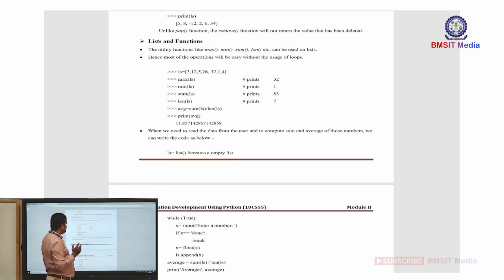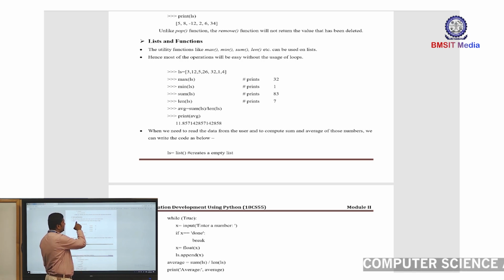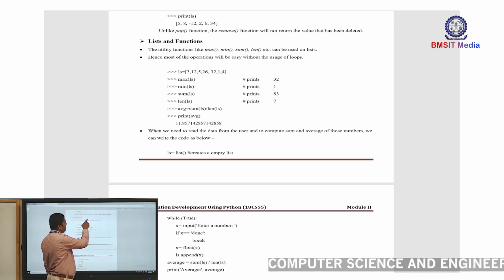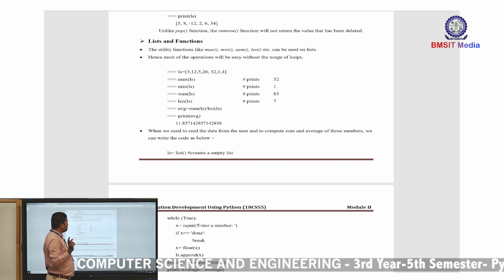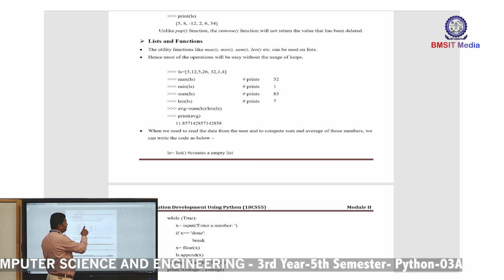Which are the functions that you can use apart from the list or along with lists? There are certain functions called max, min, sum, len. It is self-explanatory. What does max do? Max will give you the maximum element in the list.